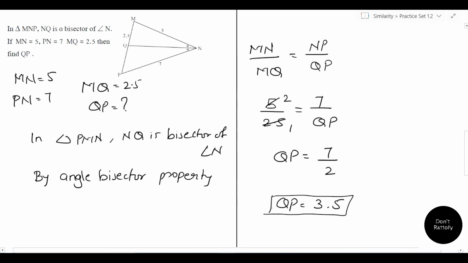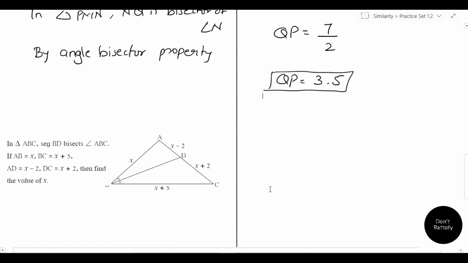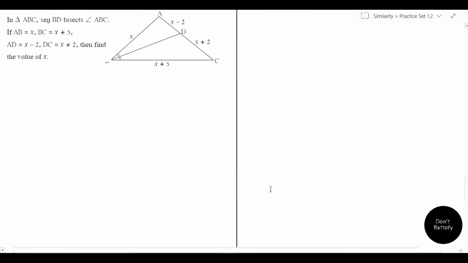So QP is equal to 3.5. This is by the angle bisector property. The prior sum was by the converse of the angle bisector property. Fine. We'll do one more sum from this exercise. I have tried to take different types of sums so that all types are covered. In the third sum, we have triangle ABC, and this is your B, there is a printing error.